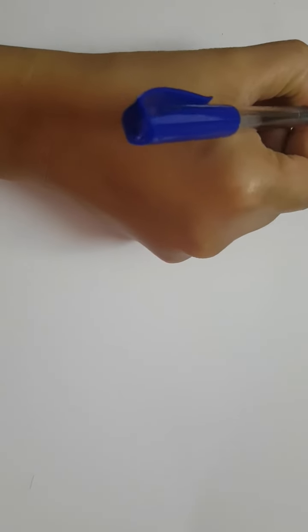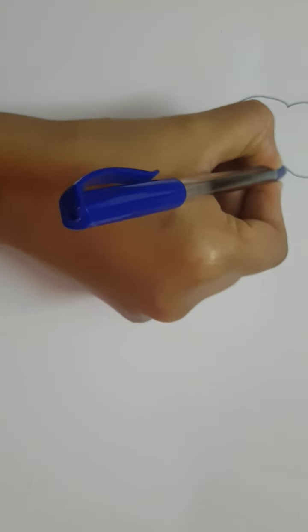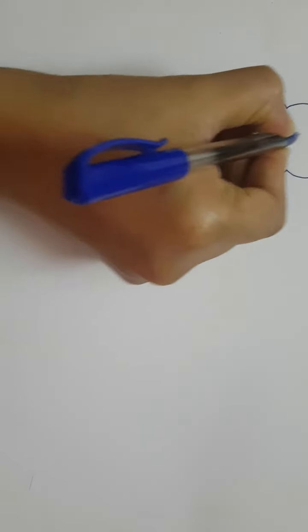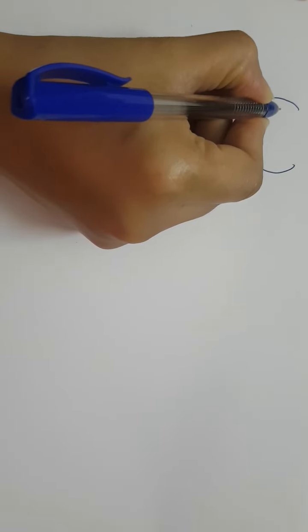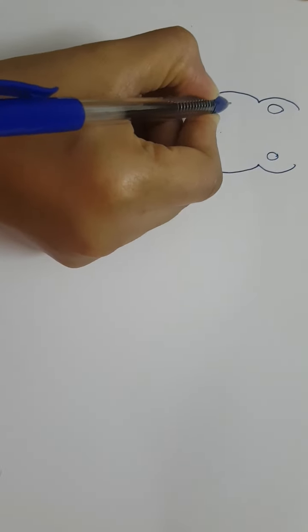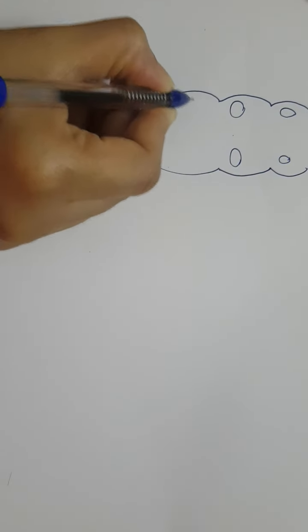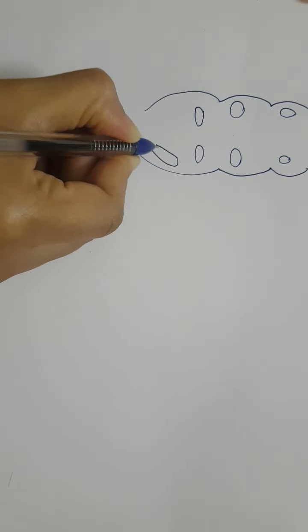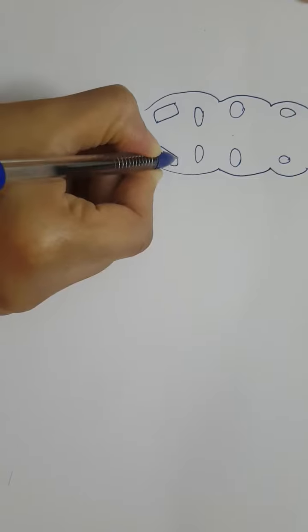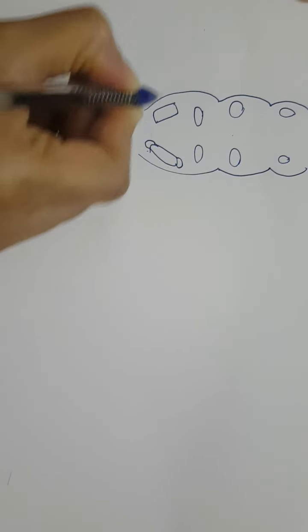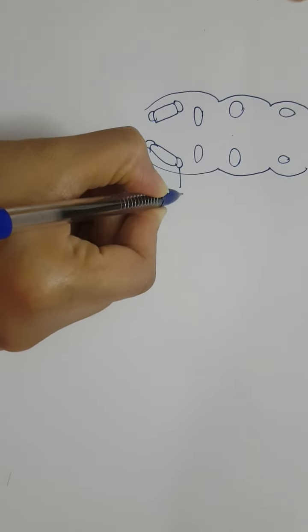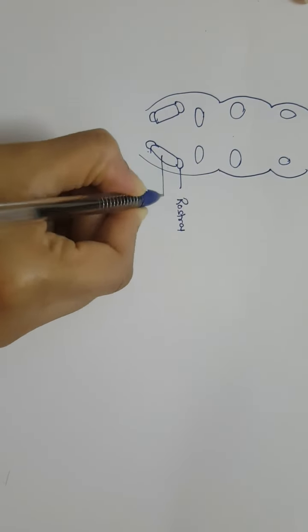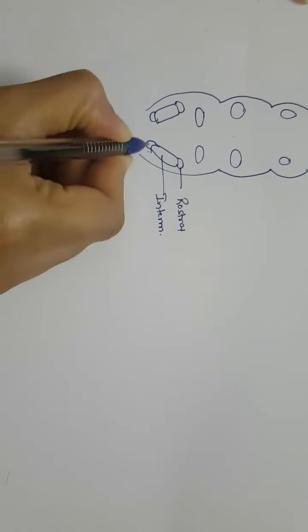Now let us see what the different respiratory centers are. If this is the upper pons, this is the lower pons. In the upper pons we have the pneumotaxic center, in the lower pons the apneustic center. Then in the medulla, dorsally there is the DRG and ventrally there is the VRG. The VRG has 3 parts: the rostral part, intermediate part and caudal part.